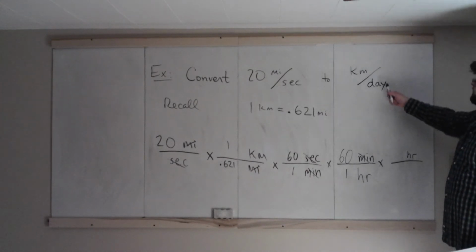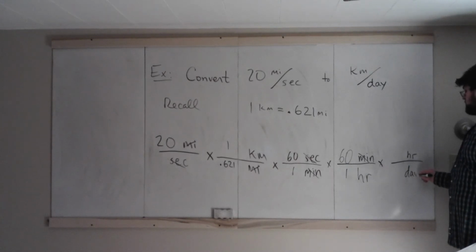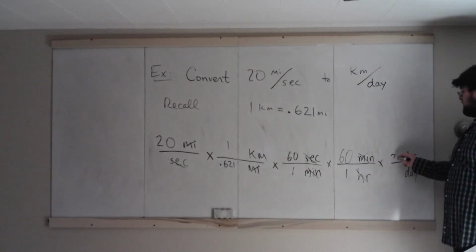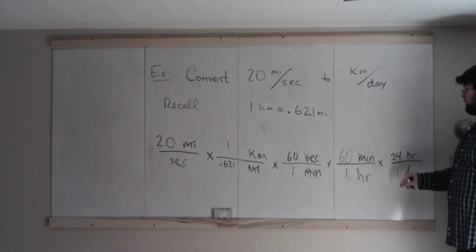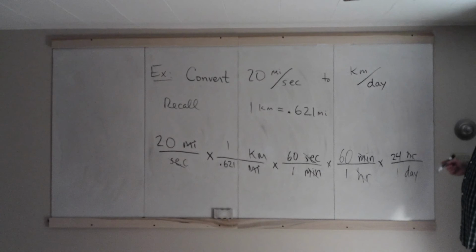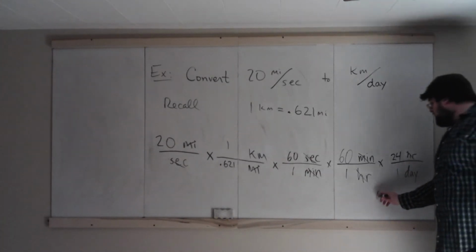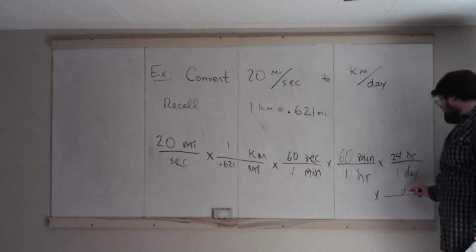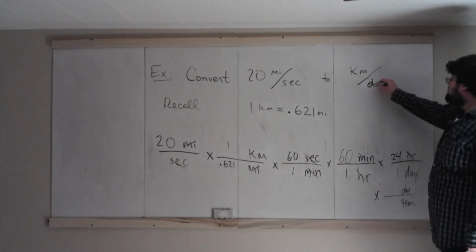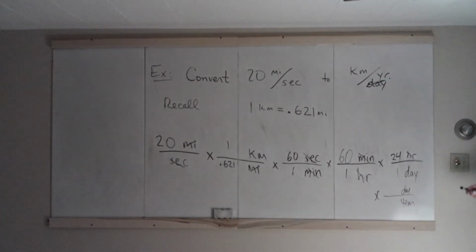So we want to convert to days. We have hours, so we can convert using hours to day. Hours cancel. How many hours in a day? 24 hours in 1 day. What if you wanted to convert to kilometers per year? Well, you would then multiply to get rid of the days. Days in a year, assume 365.